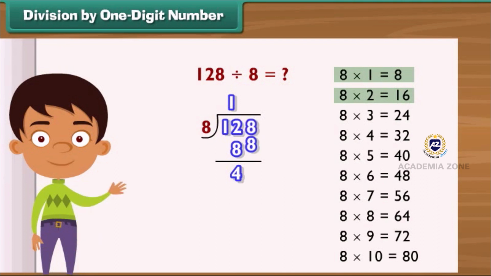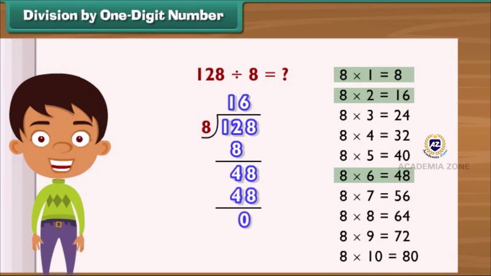Drag 8 down to form 48. Now divide 48 by 8. 8 6s are 48. Write 6 above 128 next to 1. Subtract 48 from 48. The answer is 0. So, 128 divided by 8 is 16. The division leaves no remainder.